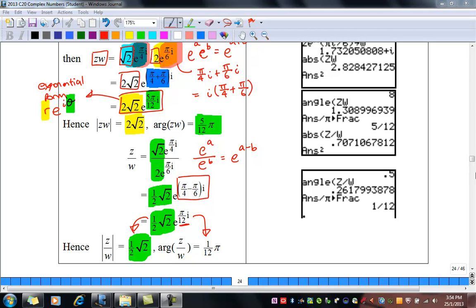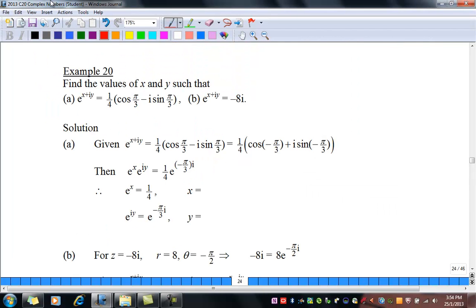Now let us look at example 20, in which we are given something slightly different. In example 20, I want to find the values of x and y such that e to the power of x plus iy can be written as this. Over here, I have something that resembles exponential form, while over here, this seems to resemble more of polar form. It is almost polar form, but not quite. So let us consider polar form.